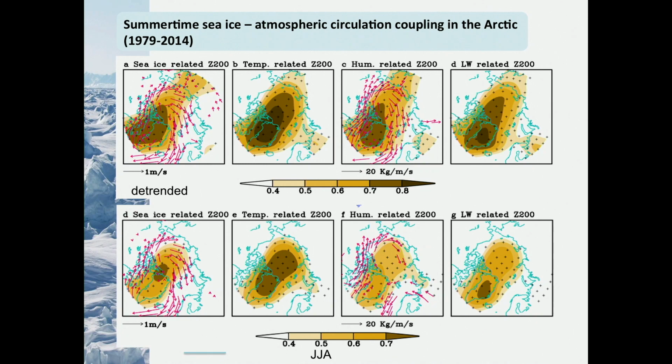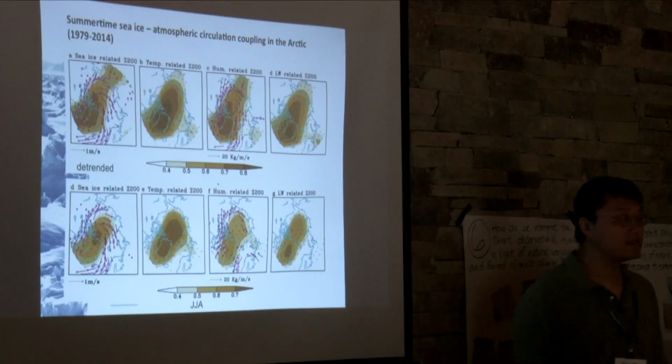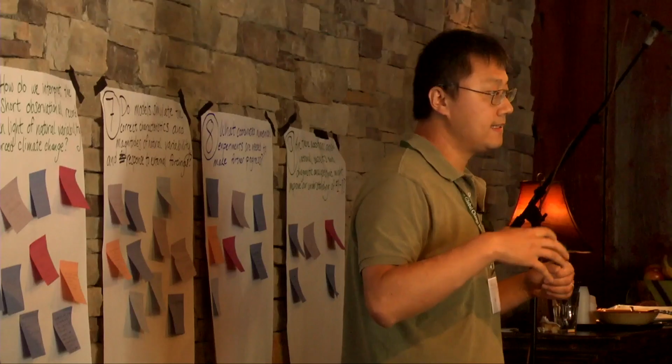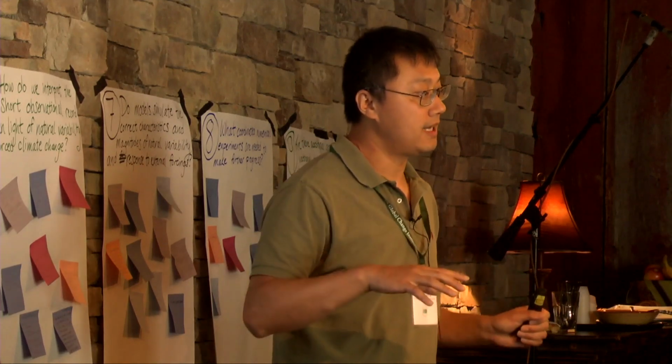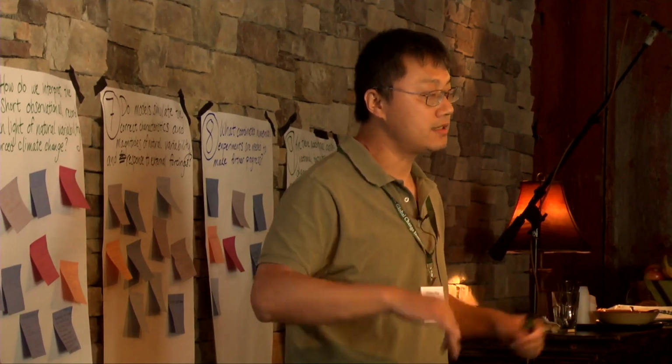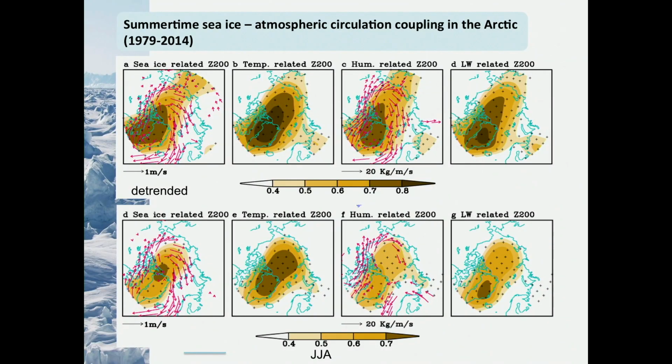And this wind. You can see a reversed sign on this part. So September sea ice is correlated with JJA circulation everywhere, with very high correlation. And for temperature, I don't change the sign. And also the humidity and the longwave radiation. So detrended, I still get the same thing. This suggests to me that the same circulation pattern is correlated with all this stuff in summertime. JJA circulation is connected to and leads the September sea ice, but is also well correlated with the simultaneous longwave radiation, warming, and humidity state. So this is the point of this plot. We have to understand why.